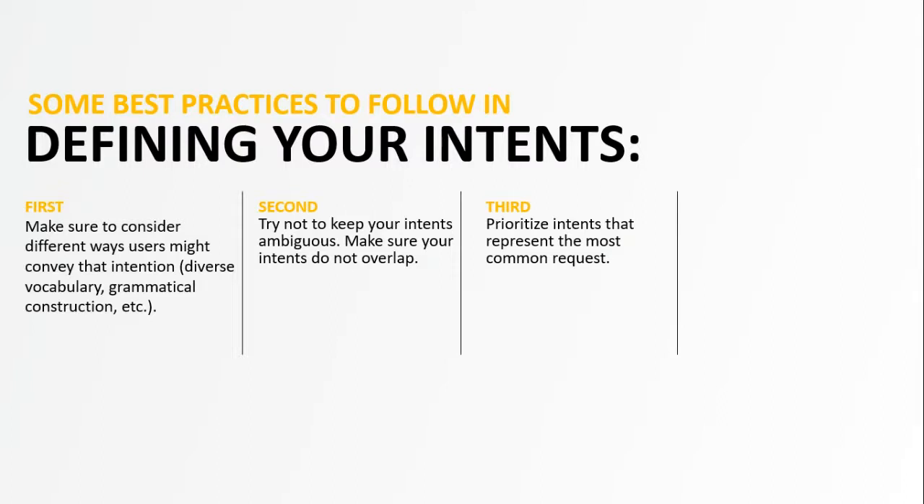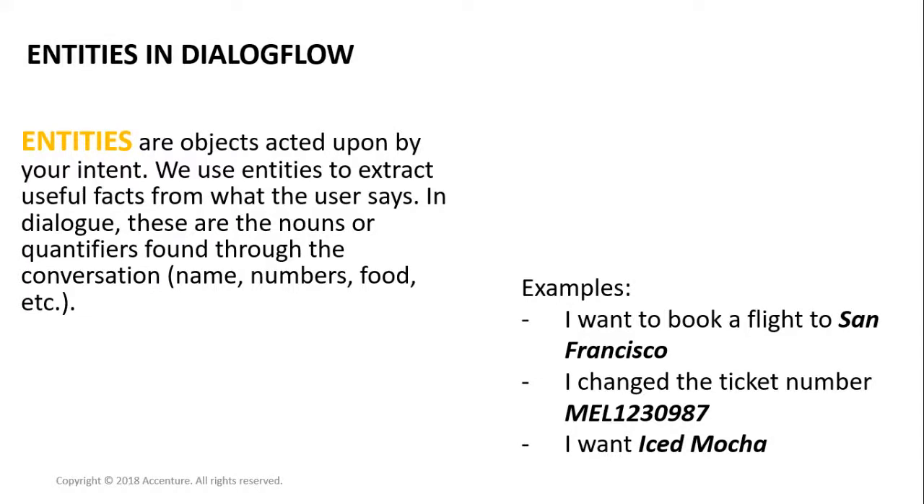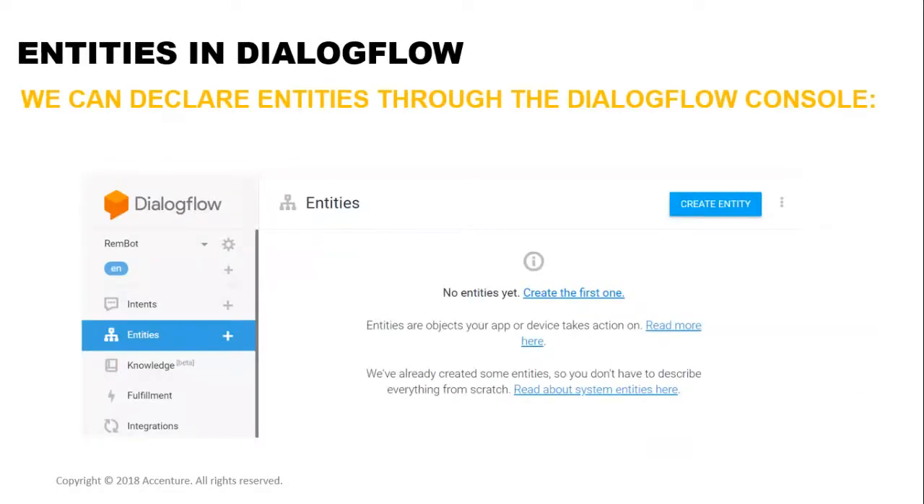So let's proceed with the next essential, which is the entities. Entities are objects acted upon by your intent. Each intent parameter has a type called the entity type, which dictates exactly how data from an end user expression is extracted. For example, I want to book a flight to San Francisco. The entity here is a location entity. Next example, I want ice mocha. Ice mocha falls under the drink entity. Next, we can declare entities through the console. We'll show you how later during the demo.